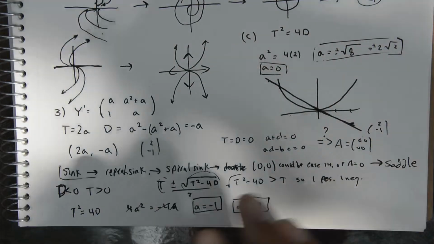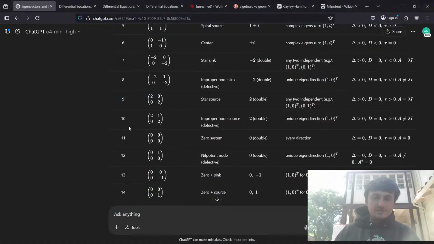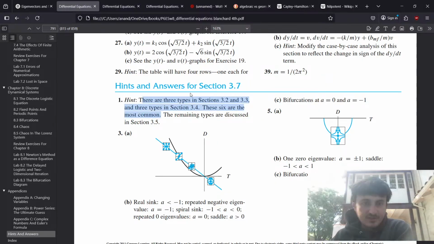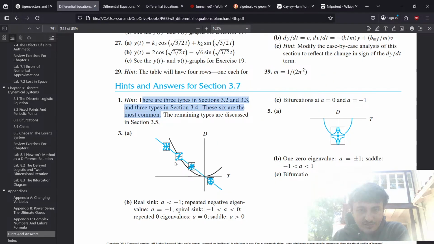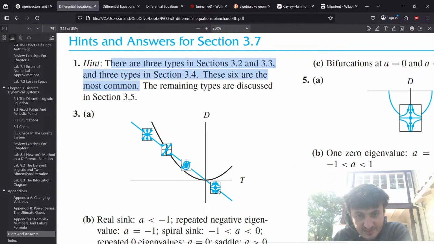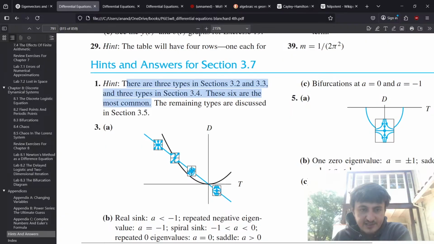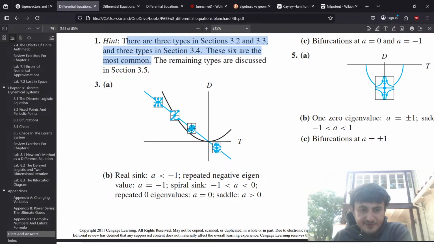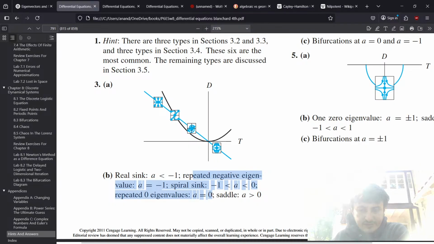All right, let's double check our answers, because these are new for me. I haven't done these really. So, oh, there we go. 1, 2, 3. They didn't talk about the 0 case, but that's kind of interesting that they didn't talk about the 0 case. So we got a real sink, repeated negative eigenvalue, spiral sink, repeated eigenvalues, and then saddle.